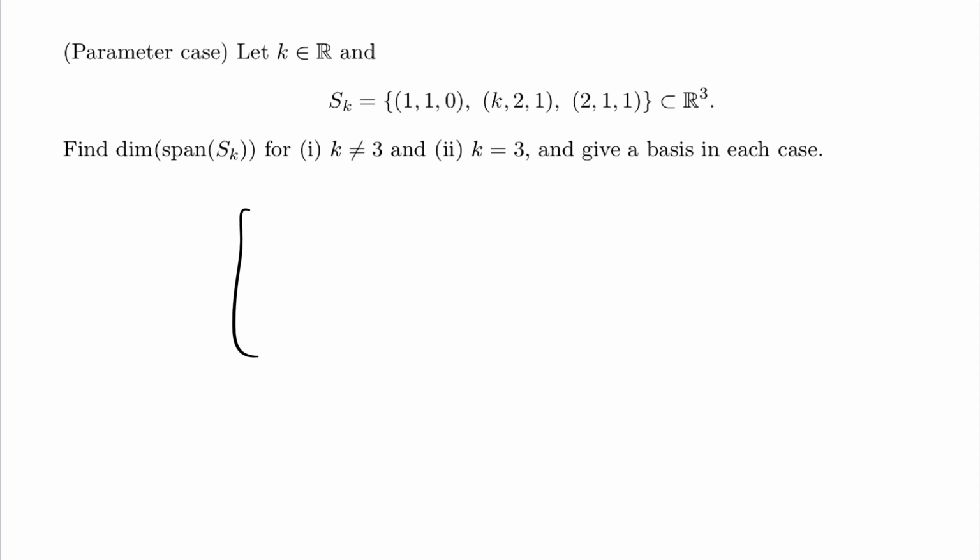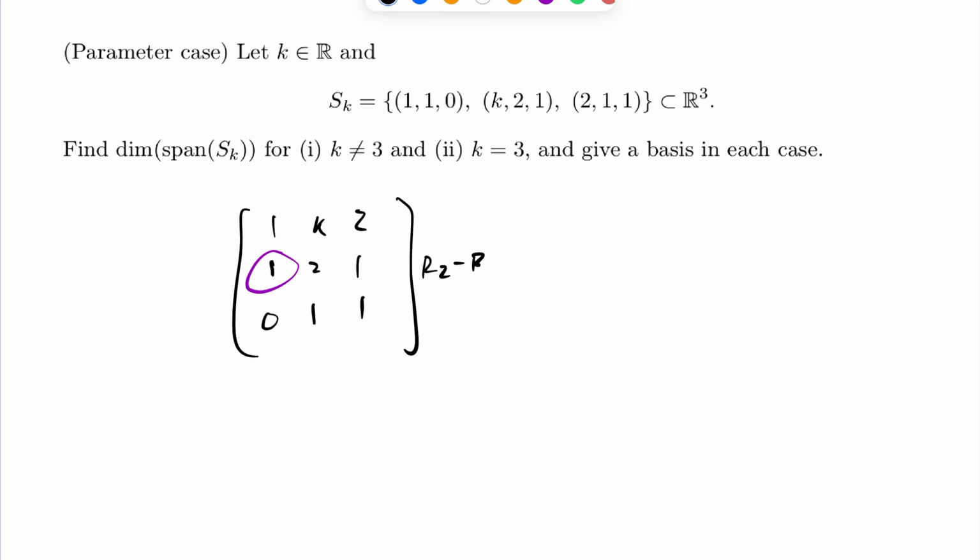So throw this in a matrix. Same thing as the previous question, but this time we have this variable K, but we go through all the same steps. So I'm going to go ahead and I want to make this 0. So I'm going to have to take row 2 minus row 1. So I get 1, K, 2. We get 0, 2 minus K, negative 1, 0, 1, 1.